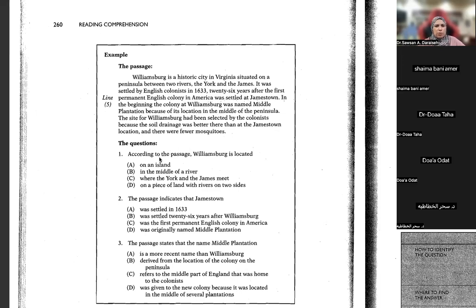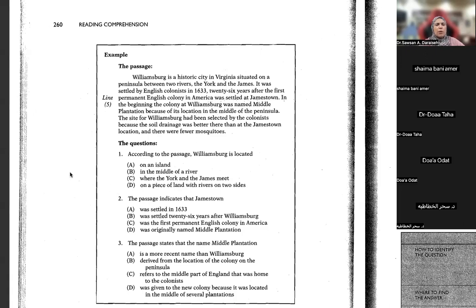So anyway, let's go to the question. According to the passage, because I might ask you questions like this. Williamsburg, which has another name. Remember, we called it what? Middle Plantation. Williamsburg is located where? On an island? In the middle of a river? Where the York and the James meet. These are the names of the two rivers. Between the two rivers, yes, with rivers on two sides.